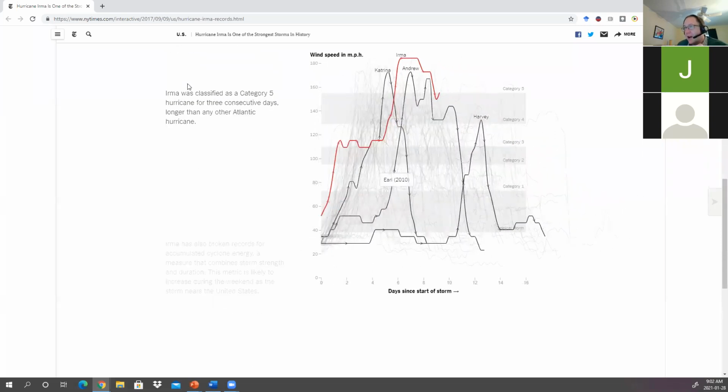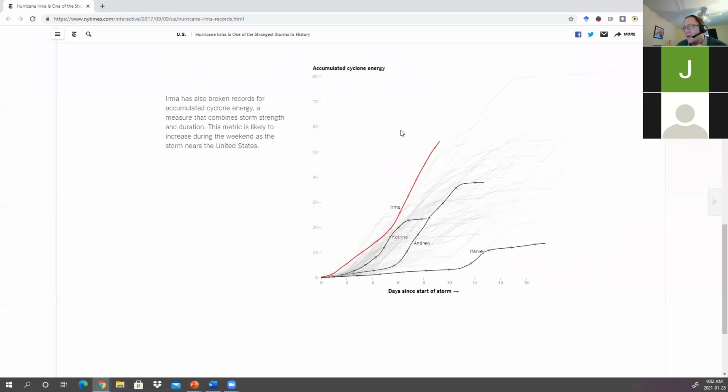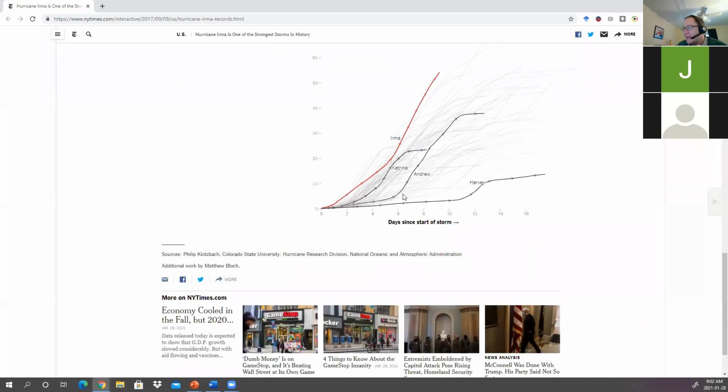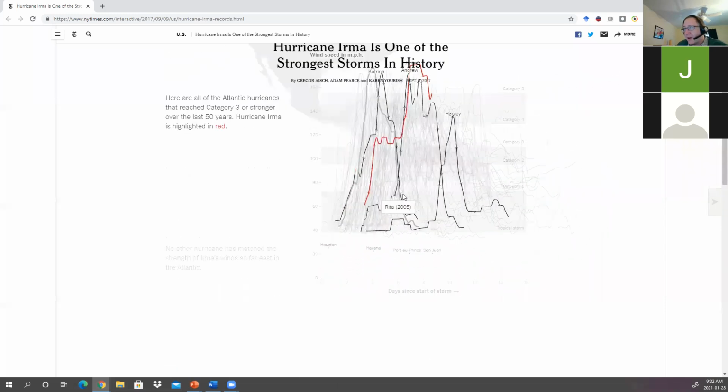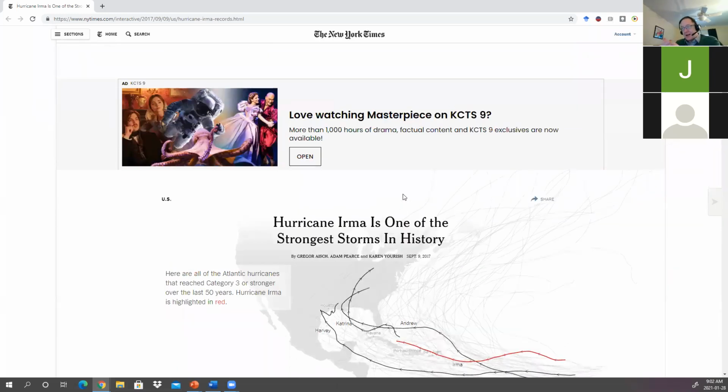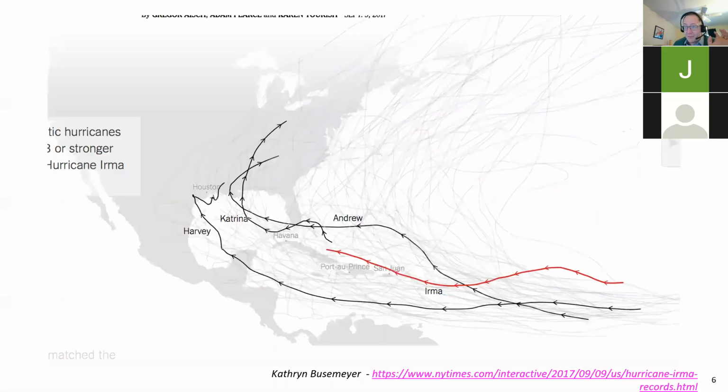As you go down, Irma's classified as category five, telling part of the story, how it changed over time. Here, Irma has broken records for accumulated cyclone energy, right? There we go, as we keep scrolling down. Oh, and then that's the end of that particular visualization. But notice it's interactive and it transitions from one to the other. I thought it was really quite nice. So that I would say would be fame.